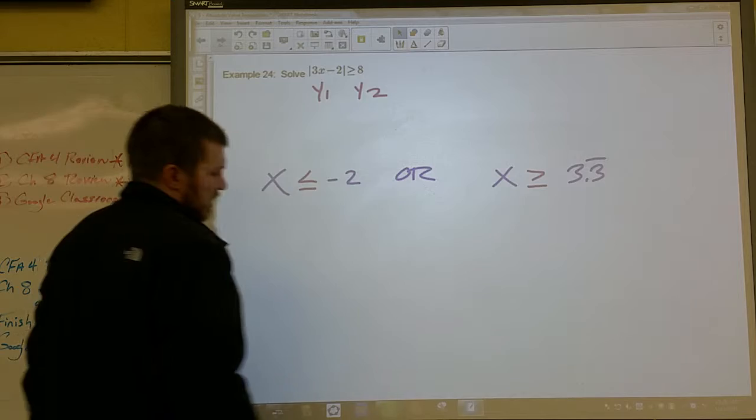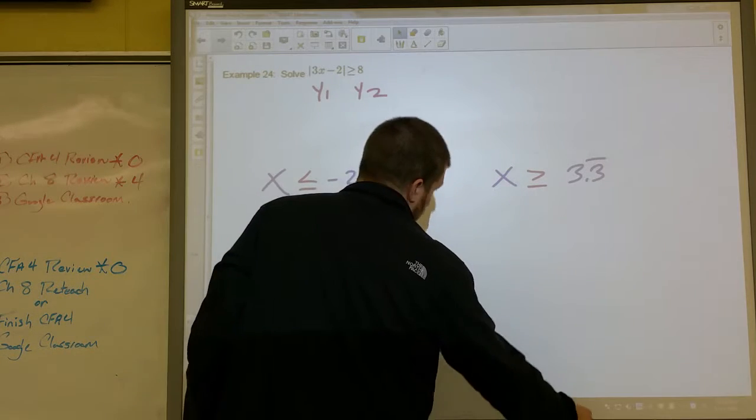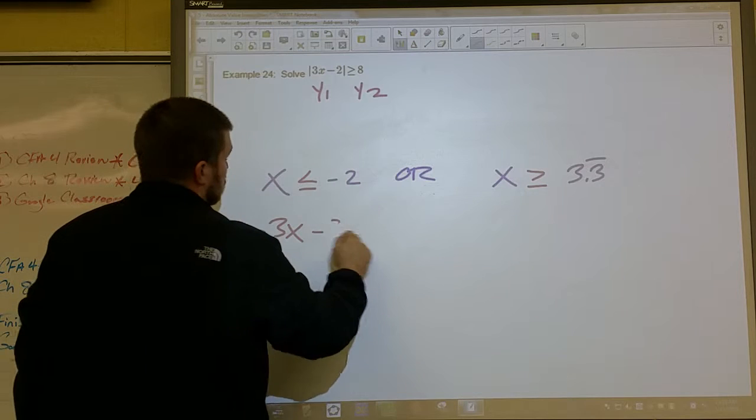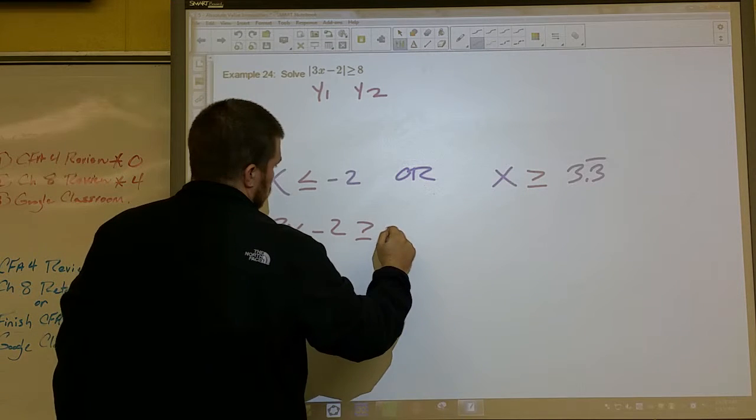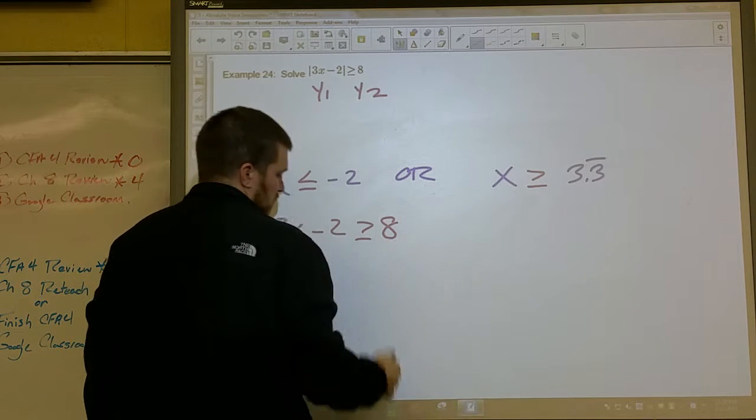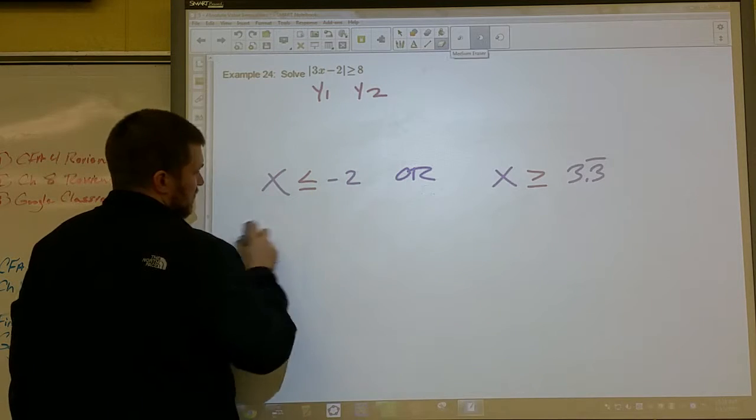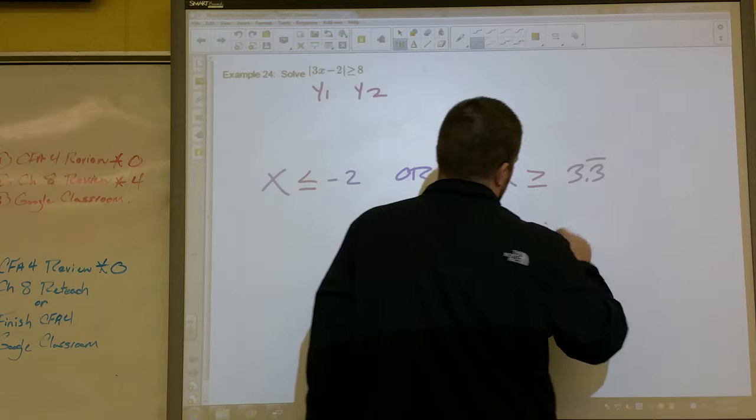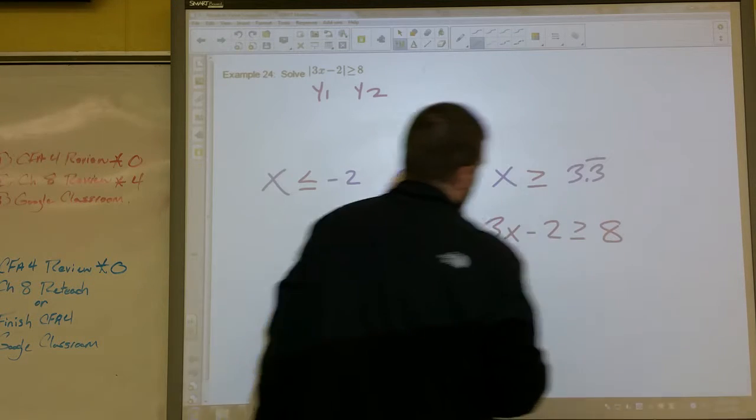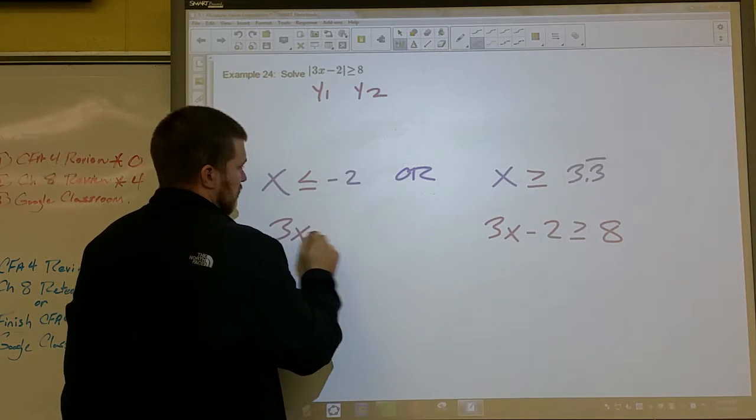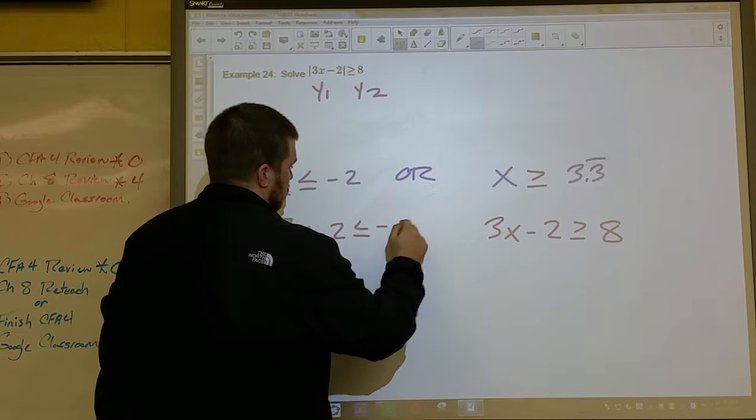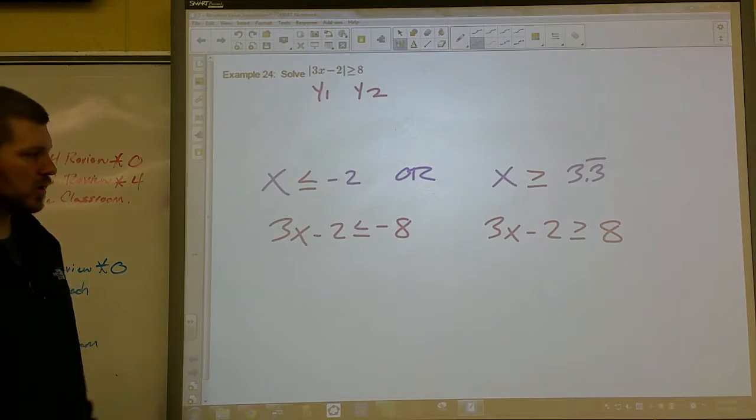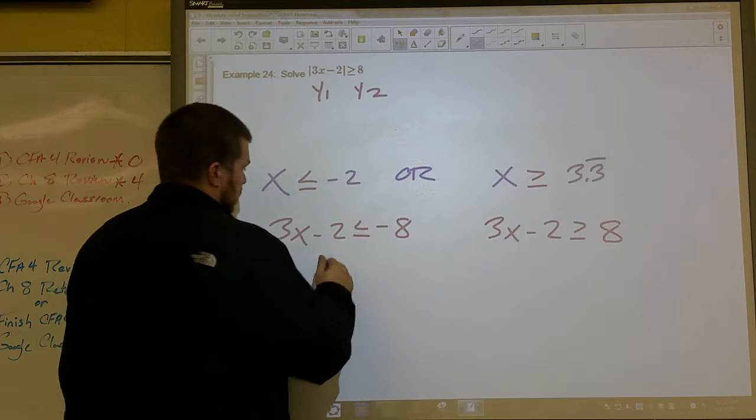So, setting it up, you should have seen this before. 3x minus 2 greater than or equal to 8. Oops. And actually, let's set that one up over here so it lines up. 3x minus 2 greater than or equal to 8. And 3x minus 2 less than or equal to negative 8. Again, I'm just following that rule on the previous page. You've seen that rule before in earlier classes. And now I'm going to just solve each of these.